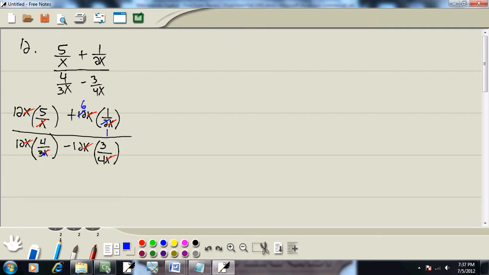Down here I got 3 and 12. They're both divisible by 3. 3 divided by 3 is 1. 12 divided by 3 is 4. And here I got 4 and 12. They're both divisible by 4. 4 divided by 4 is 1. 12 divided by 4 is 3.